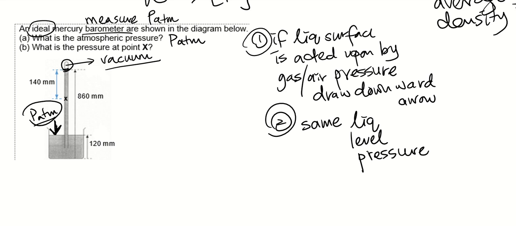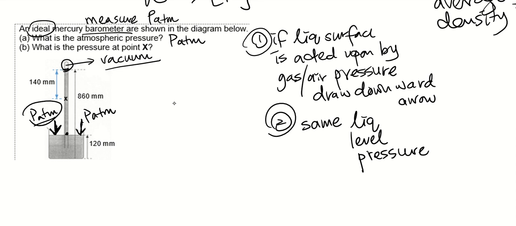Same liquid, same level, same pressure. So where do I have the same liquid, same level, and therefore same pressure? Just now I drew here, it's also PATM. It's very obvious, isn't it? Okay, how about here? Over here, it is also same liquid, same level, same pressure.